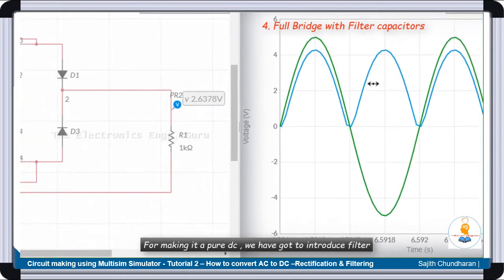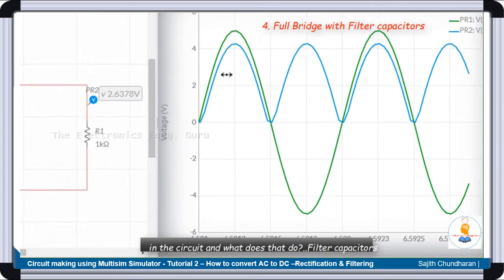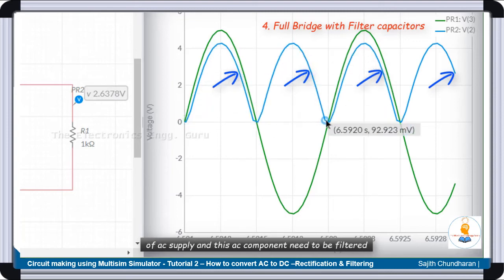What to do for making it a pure DC? We have got to introduce filter capacitors. So filter capacitors have got to be introduced in the circuit, and what does that do? Filter capacitors filter out this AC component. This is an AC component, the behavior of AC supply. Even though it can be called DC, it has got a behavior of AC supply, and this AC component needs to be filtered out, and for that we use capacitors.